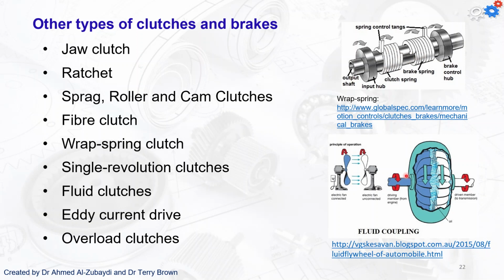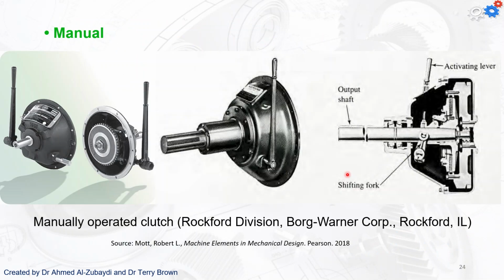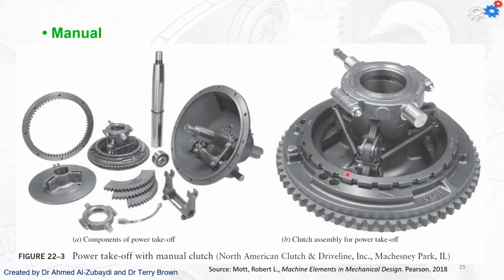And here we've got a fluid coupling, also known as a torque converter. Okay, so you see this a lot in automatic transmissions. Okay, and we don't need to go into that. We're not going to spend much time or any time on that in this subject. Different ways of activating your brake or clutch. So manual, just with a lever, as we've seen in some of the previous video slides.